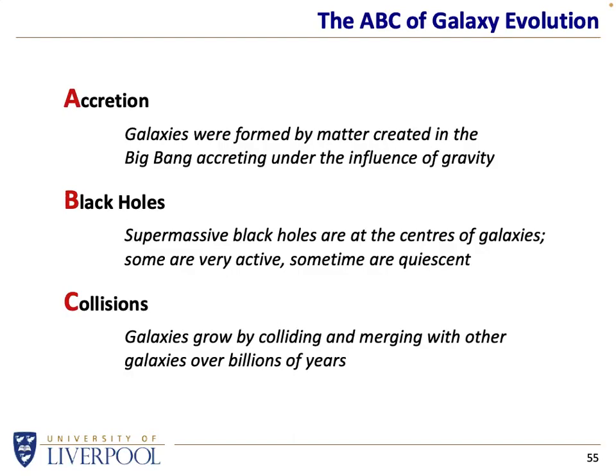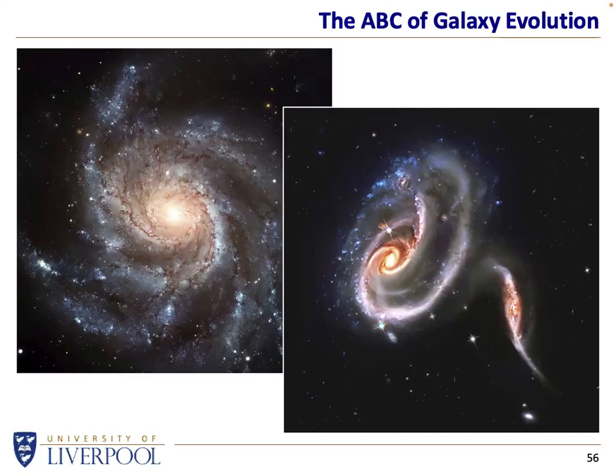And C is for collisions: the evolution of galaxies is dominated by the fact that galaxies are cannibals, and collisions and mergers determine how galaxies grow over time from small objects into the sort of object that we have at the moment, the Milky Way, and how they will change in billions of years to come.